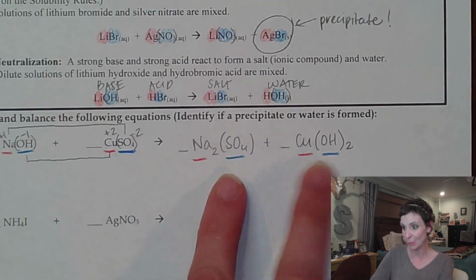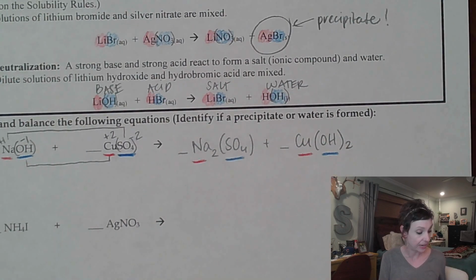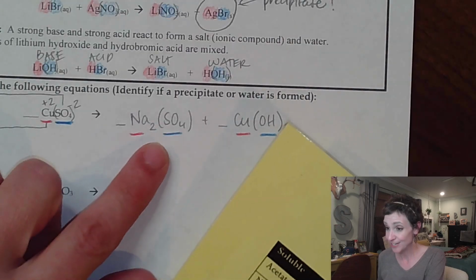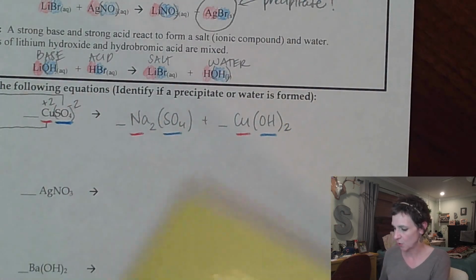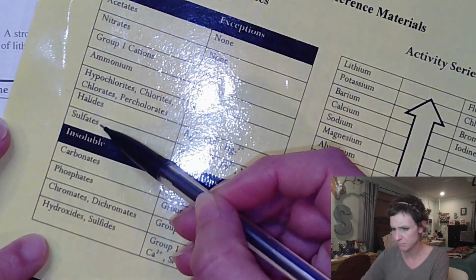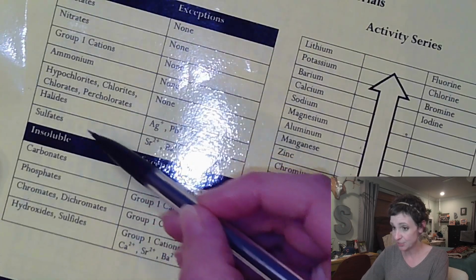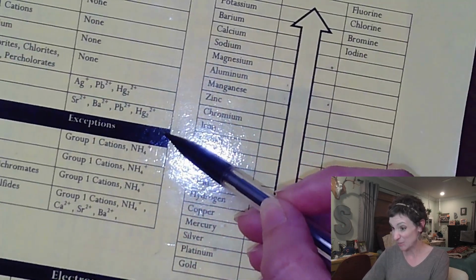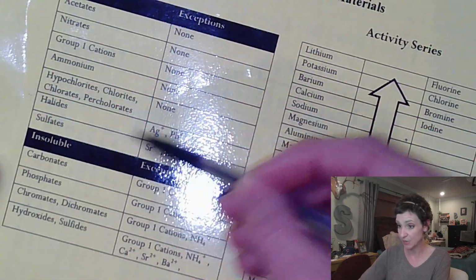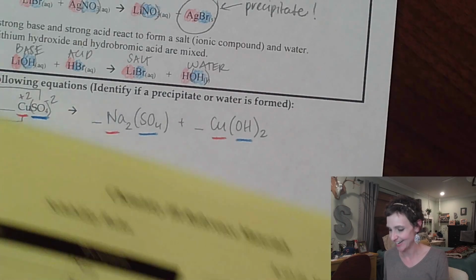Now I have to figure out, well, which one of these 2 ionic compounds is in my insoluble category according to my solubility rules. So let's get these guys up here. Okay, my first compound is sodium sulfate. Sulfate. Where are my sulfates? Oh, looks like most sulfates are soluble. Is sodium an exception? No, there are some exceptions, but sodium is not one of them. So that means yes, sodium sulfate is soluble. He's not my precipitate, okay? Let's see if copper hydroxide is. Let's see, hydroxide.